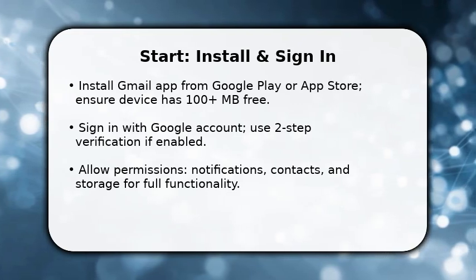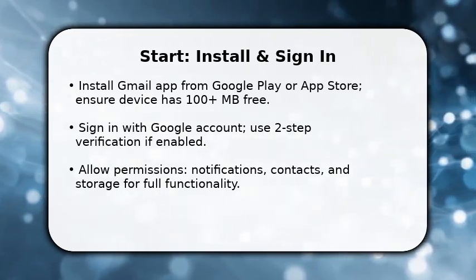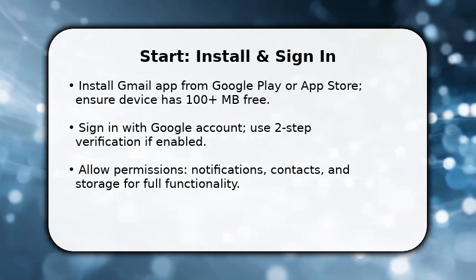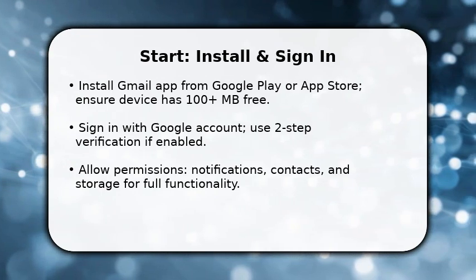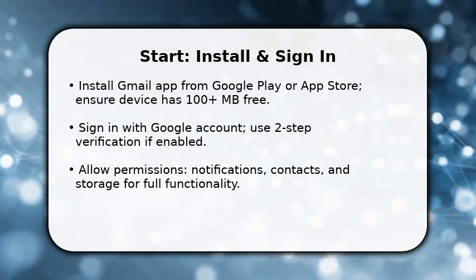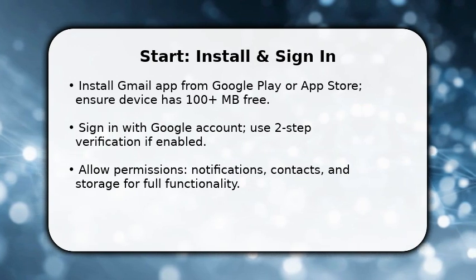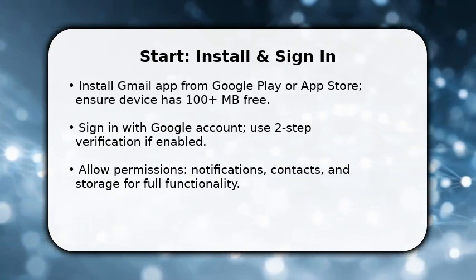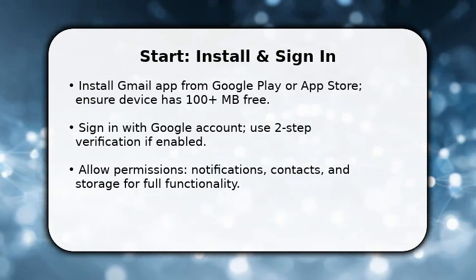You'll begin by installing and signing into Gmail so you can send and receive email immediately. Open the Play Store or App Store, search Gmail, and tap Install. Once installed, open the app and choose Add Account. Enter your Google credentials and complete two-step verification if prompted. Make sure to grant notifications and contact access so labels, search, and contact suggestions work. Once done, you'll see your inbox load.